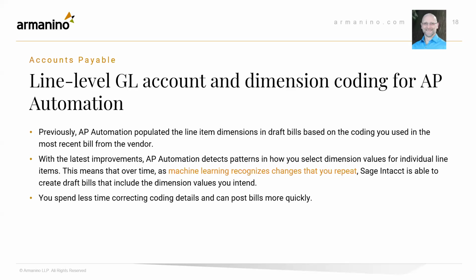With these latest improvements, it now detects patterns in how you select dimension values for individual line items over time. And so it's leveraging machine learning, and it recognizes any changes that you repeat and learns that over time, updates the AI model. And basically, that's going to do two things for you. It's going to speed up the posting of bills or the intake of bills into your solution because you have less correcting to do, and it's going to ensure what we like to refer to as data integrity. So making sure that you're coding the correct details there.